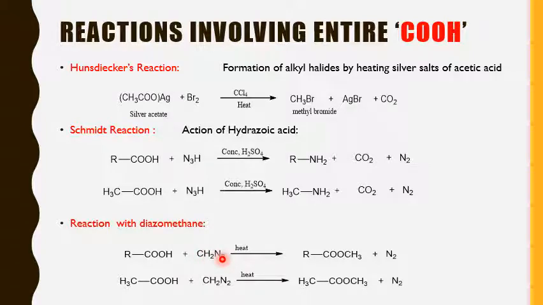And this diazomethane, upon reaction with carboxylic acid just by heating, will give you ester formation. So remember, upon reaction with diazomethane you will get esters. Upon reaction with hydrazoic acid you will have primary amines, and upon treatment with silver salts of carboxylic acid on heating you will get alkyl halides. So this way carboxylic acids are widely used for preparation of many other functional groups. Hence, they are placed at the crown of organic chemistry.